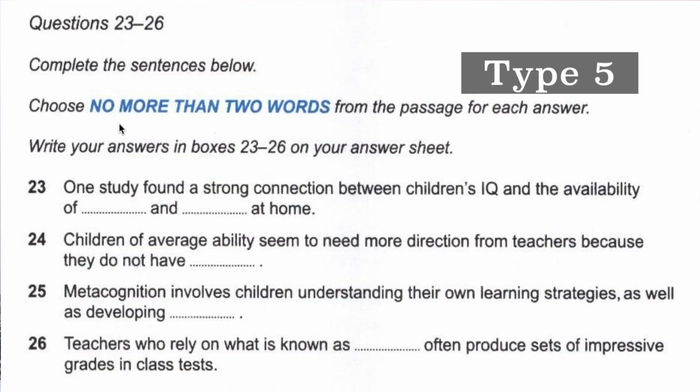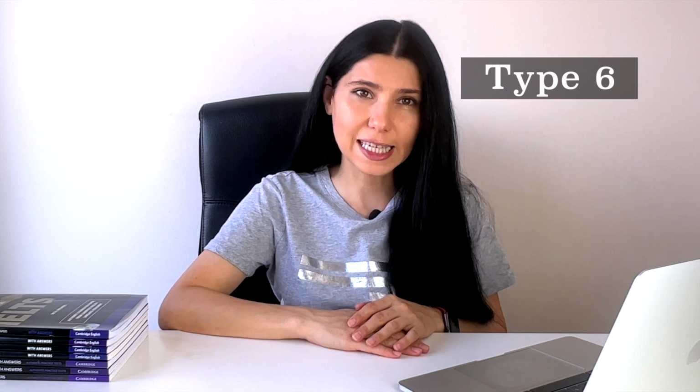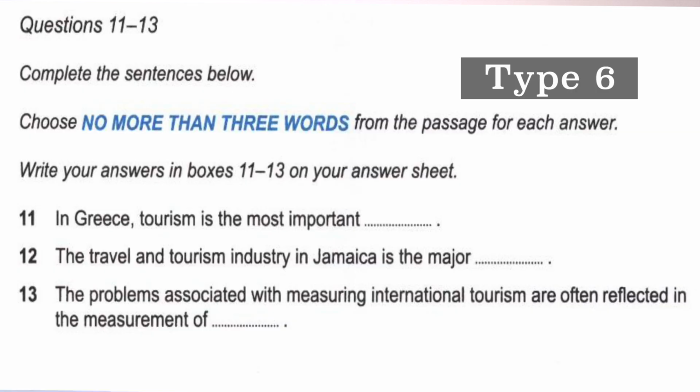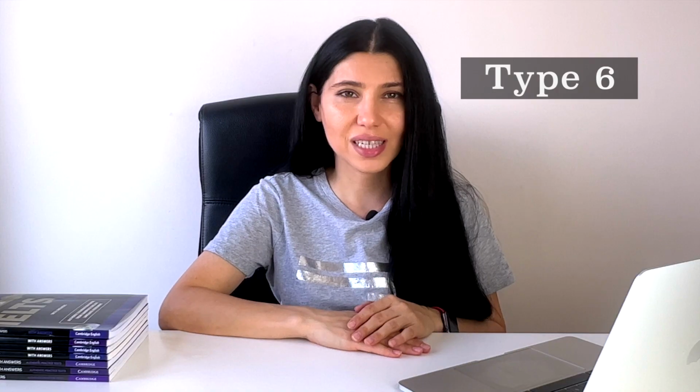Another similar question looks like this. Choose no more than 2 words from the passage for each answer. You can see the gaps here, and each gap might contain from 1 to 2 words, but not 3, and there can't be a number. The next type of question is almost identical, except that in this case you need to choose no more than 3 words from the passage. So as you can see, it's all about the number of words.